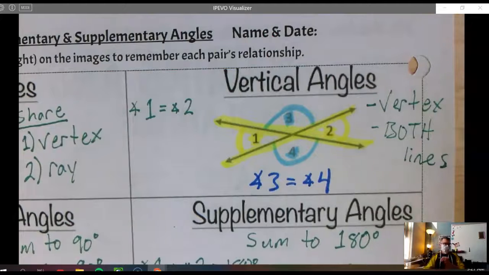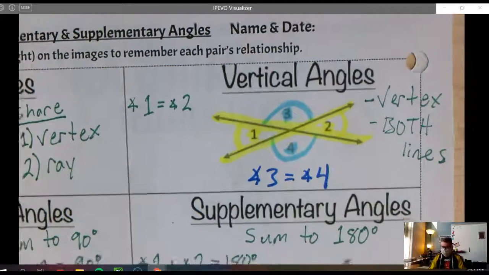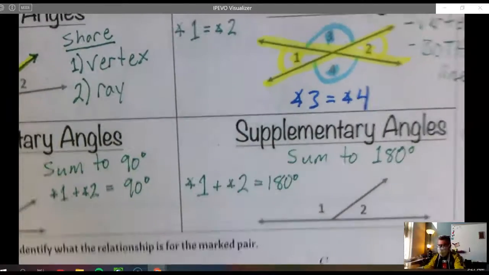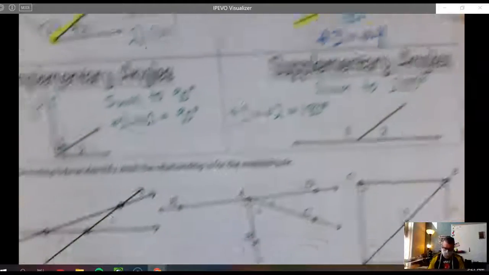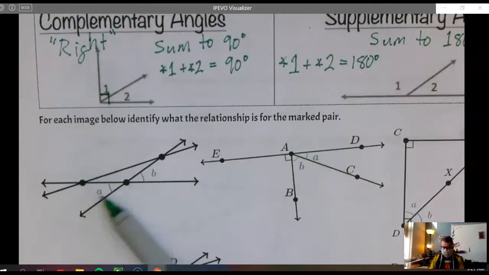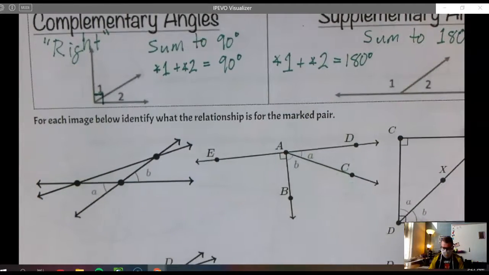Vertical angles share the same vertex and both of their lines. So as we come down here, the angles that I have arced and marked, right? A, B, A, B, A, B.